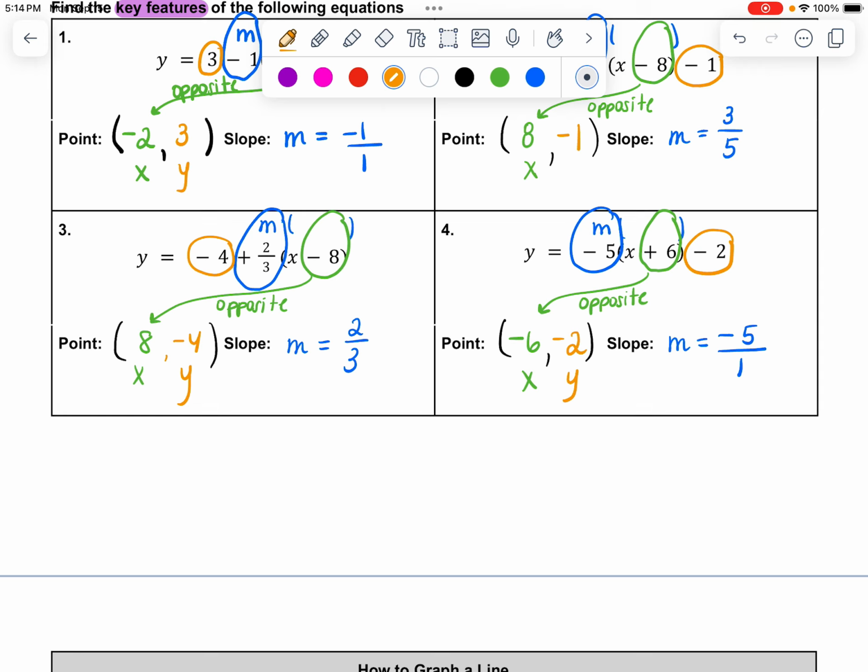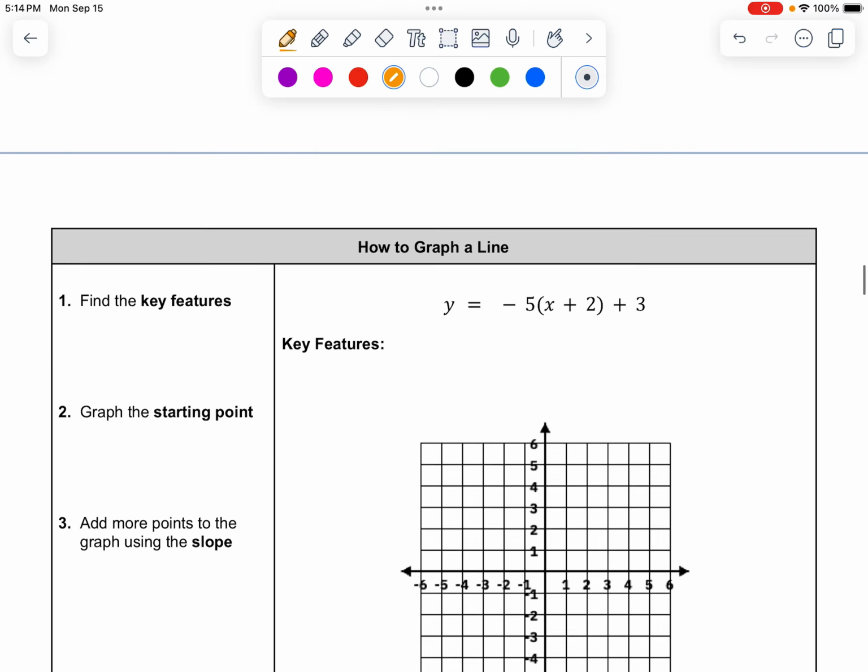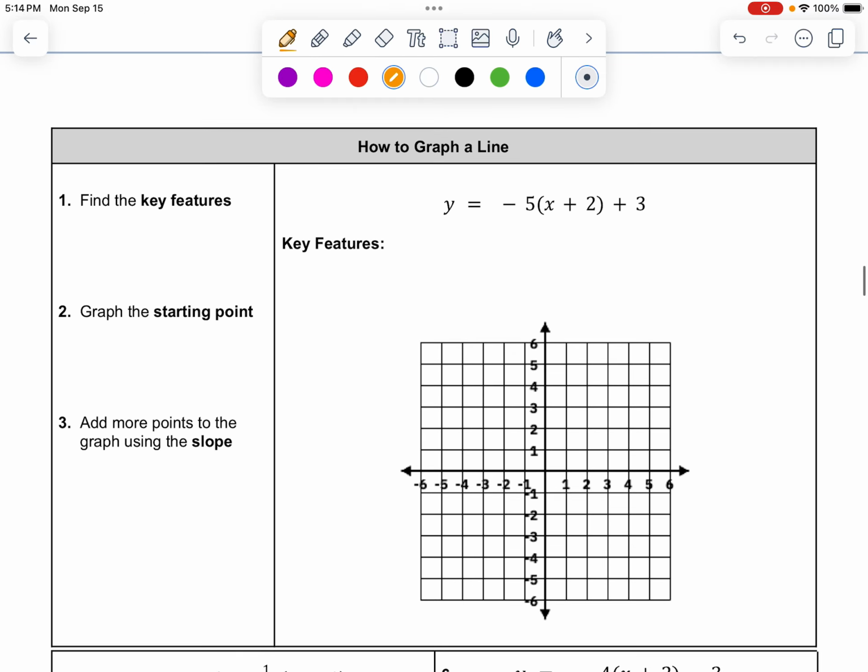Now that we know how to identify the key features, let's practice making our graph. So first, I'm going to find the key features. On my paper, I'm going to write down point and slope. Now again, I think the slope is my favorite number to find first. So if I write down m parentheses above the parentheses, I can see that the slope is -5. And I'm going to put that over 1 to remind myself that the slope is always a fraction.